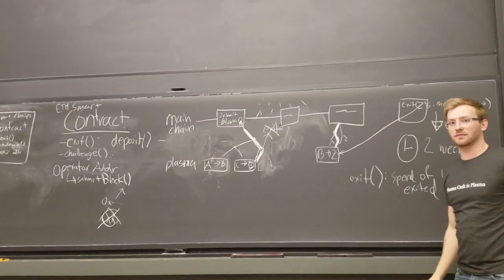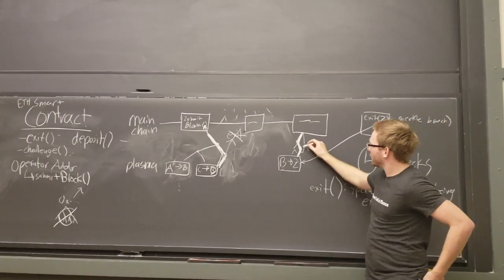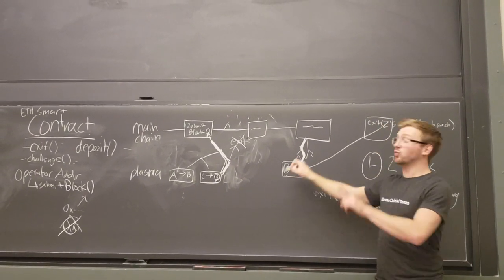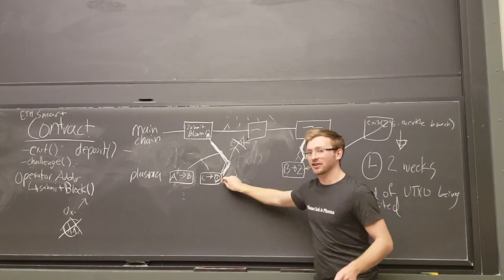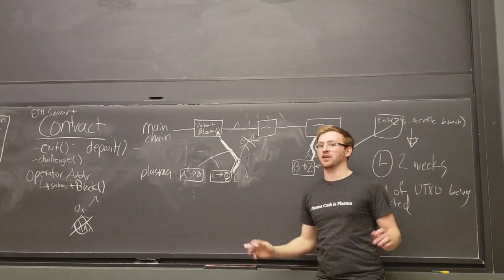So the smart contract checks that. When it sees this challenge, it checks that this challenge was indeed included, and it checks that the spend happened after the attempted exit. And that is how we know that it's blocked.